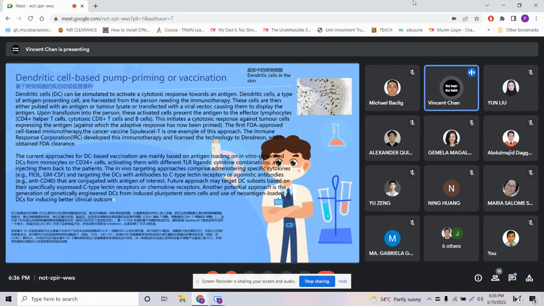Another potential approach is a generation of genetically engineered DCs from induced pluripotent stem cells and use of new antigen loaded DCs for inducing better clinical outcome. Okay, next page.